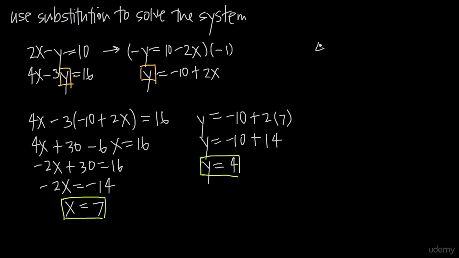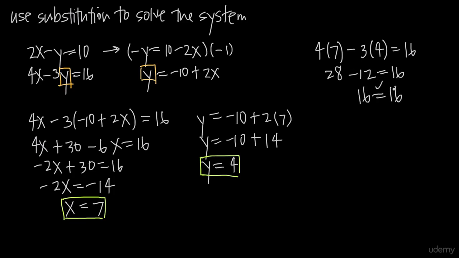So we've got 4x, but we know that x is 7, so we have 4 times 7, minus 3 times y, we know y is 4, so minus 3 times 4 is equal to 16. When we simplify here, 4 times 7 is 28, 3 times 4 is 12, so 28 minus 12 equals 16. 28 minus 12 is 16, so we get 16 equals 16, and that checks out. So we know that x equals 7, y equals 4, that point (7, 4) also satisfies our second equation.